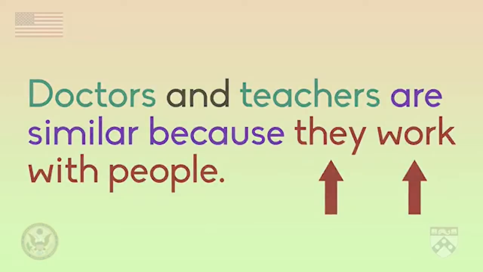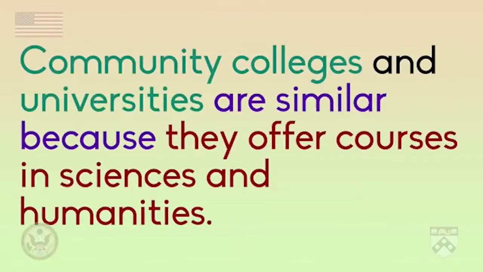Here is another example comparing two places for education, community colleges and universities. Using the same structure, the sentence would look like this. Community colleges and universities are similar because they offer courses in sciences and humanities. Notice that the independent clause in red has a subject, they, and a verb, offer.